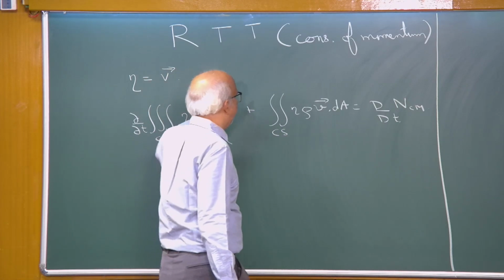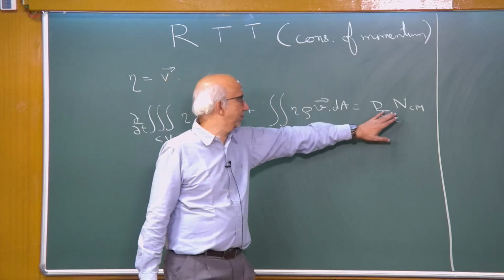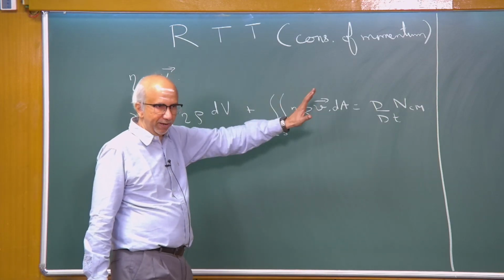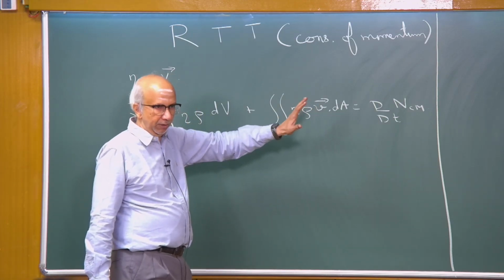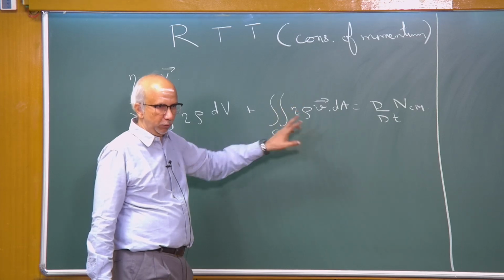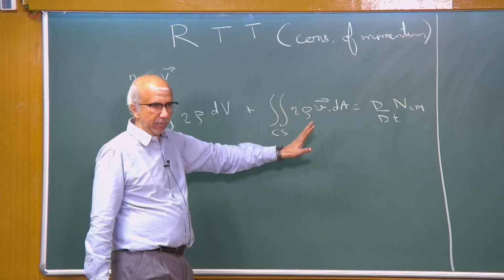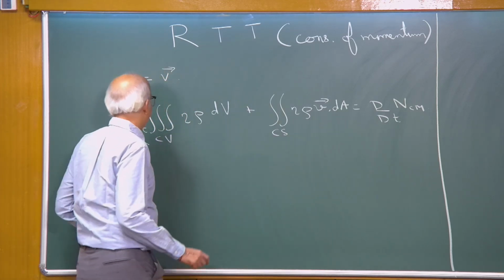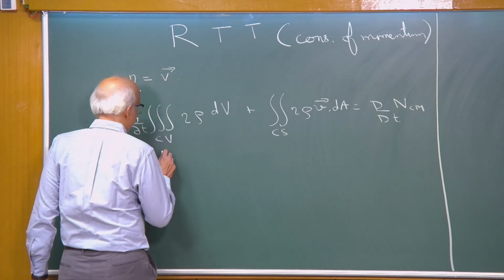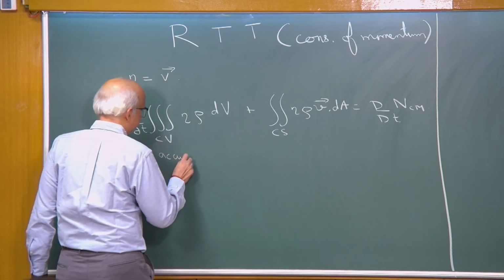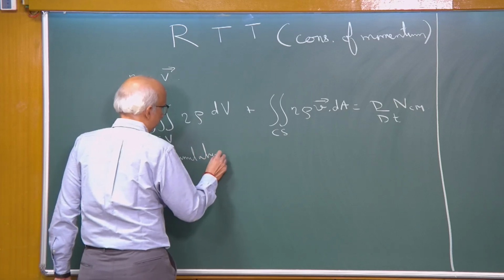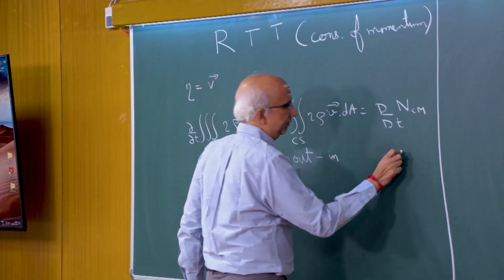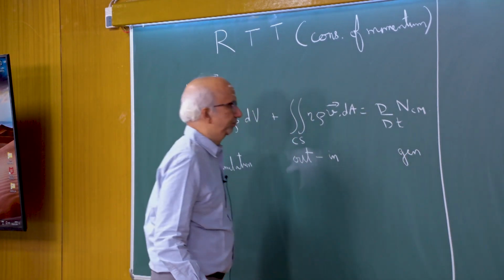So, basically what I have done is this is the momentum of the control mass. This is taking into account the fact that there is going to be fluid flowing across the control surface, because of which momentum can come in, go out. This is a net efflux, net rate of efflux. This is like the accumulation term. So, this is the accumulation term, and this is out minus in, and this is your generation term. Okay.